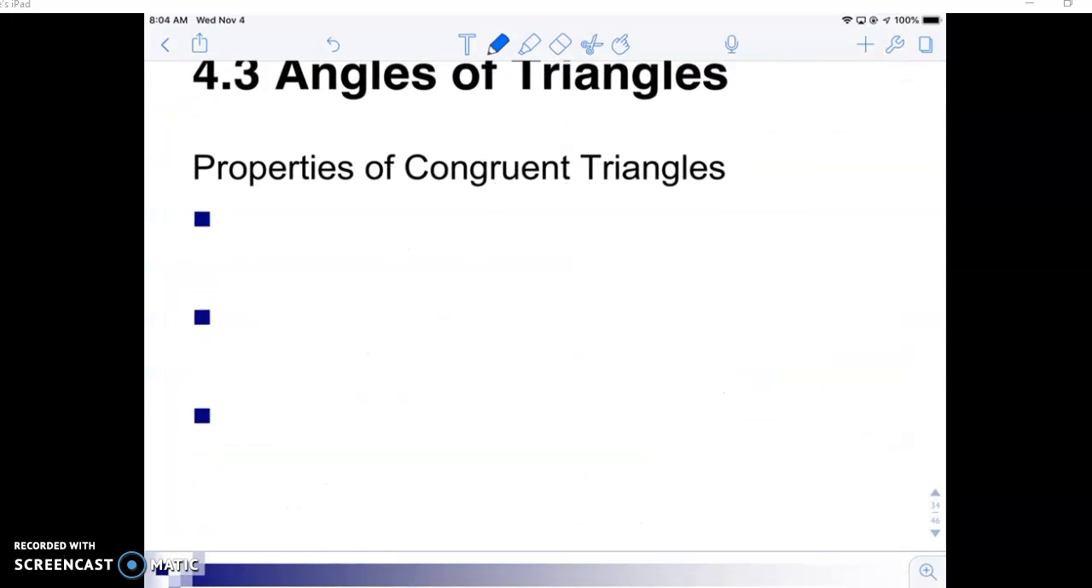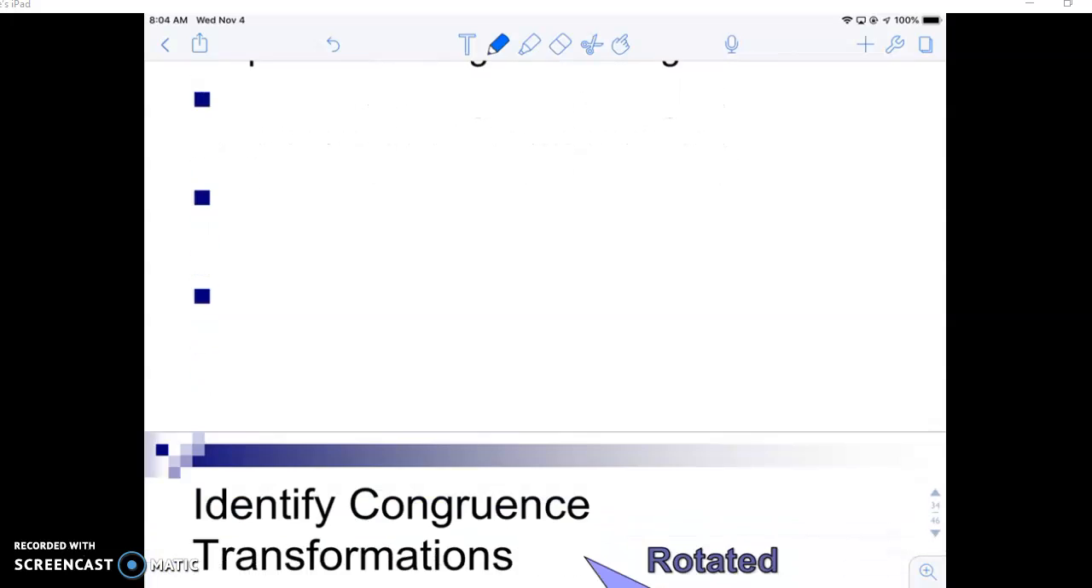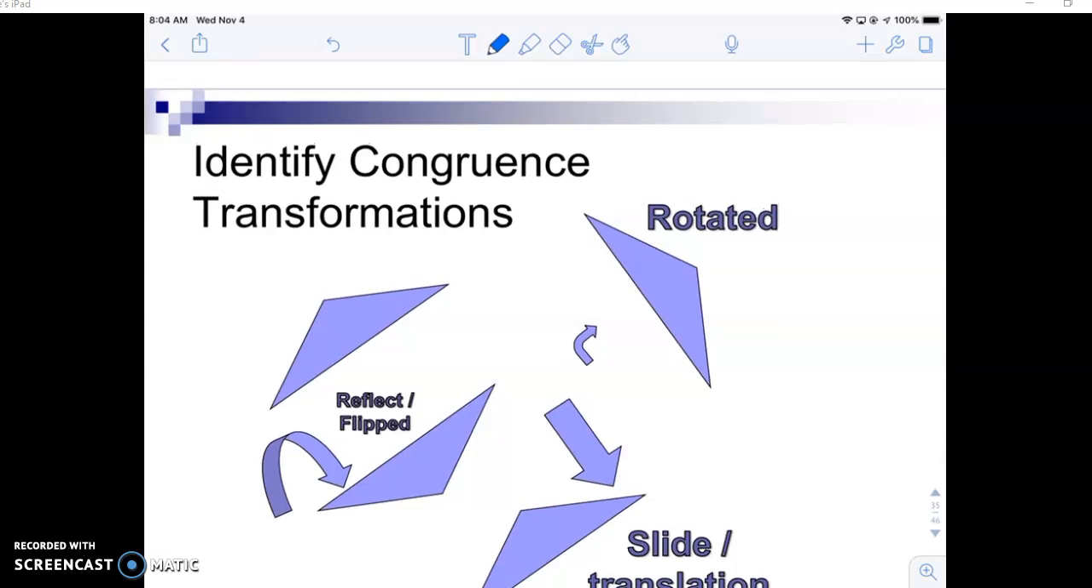Next, properties of congruent triangles. We don't really need to talk about that. That just refers to how properties like the reflexive property, symmetric property, and transitive property all apply to these triangles, but we don't need to get into that because we won't be getting into proofs of these problems.